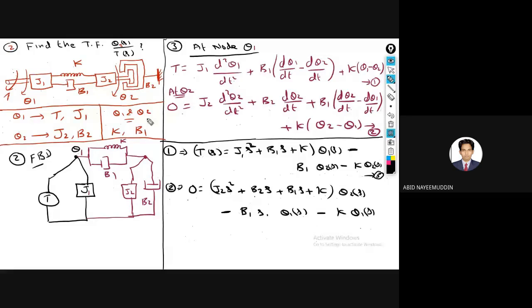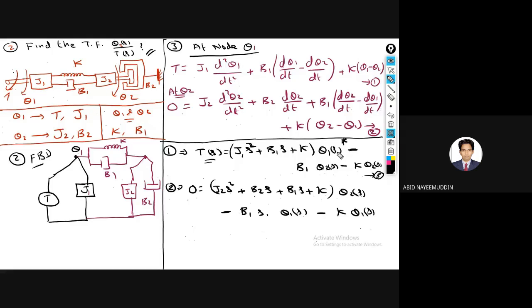Now here in this given question, he has asked you to find out theta 2 by T. Now if you observe equation 1, T of S is equal to... on the left hand side I have one variable, T of S. On the right hand side, theta 2 of S variable is available here and also here. I don't want this variable.